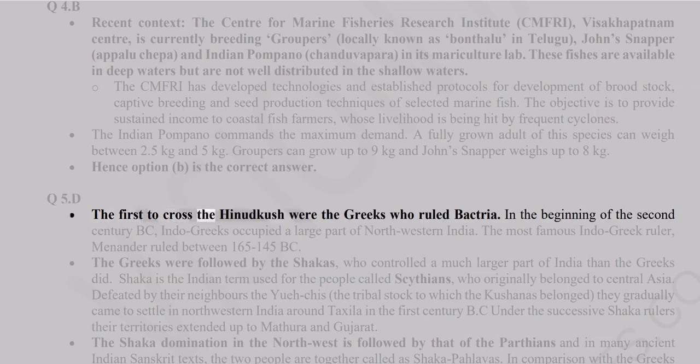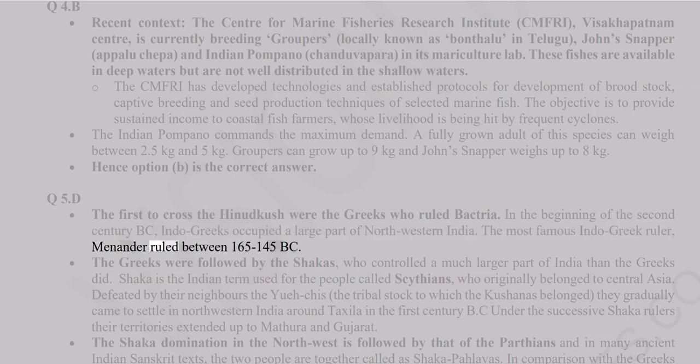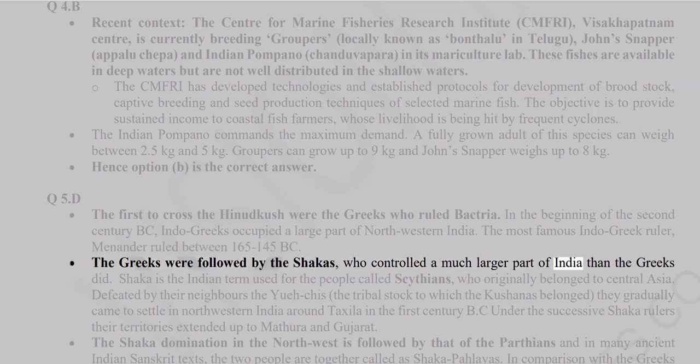Q5.D. The first across the Hindu Kush were the Greeks who ruled Bactria. In the beginning of the 2nd century BC, Indo-Greeks occupied a large part of northwestern India. The most famous Indo-Greek ruler, Menander, ruled between 165 to 145 BC.